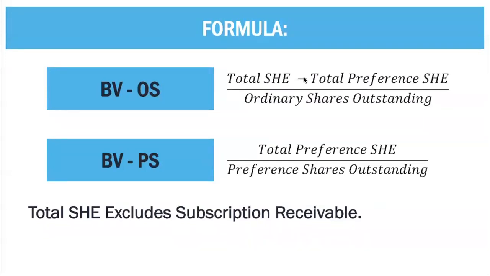So have your book value OS and book value PS. So first we get the book value PS, that is your total preference share divided by preference shares outstanding. For book value OS, that is total shareholders' equity less total preference share divided by ordinary shares outstanding. You already know what is a share outstanding as we have discussed before.